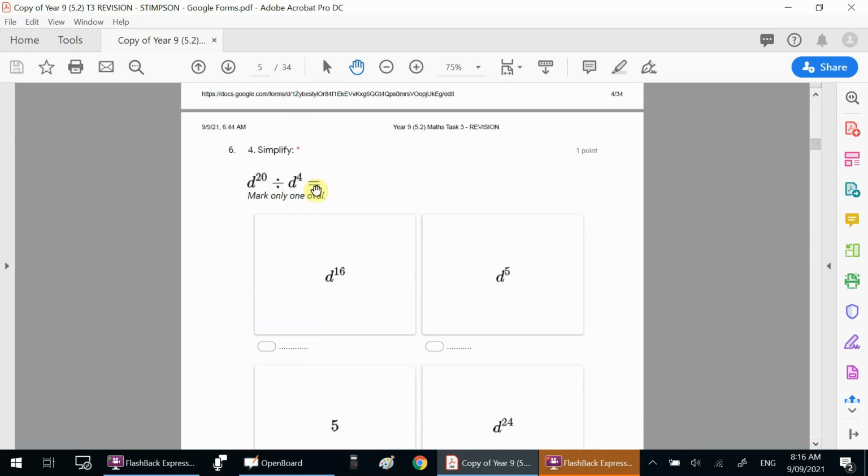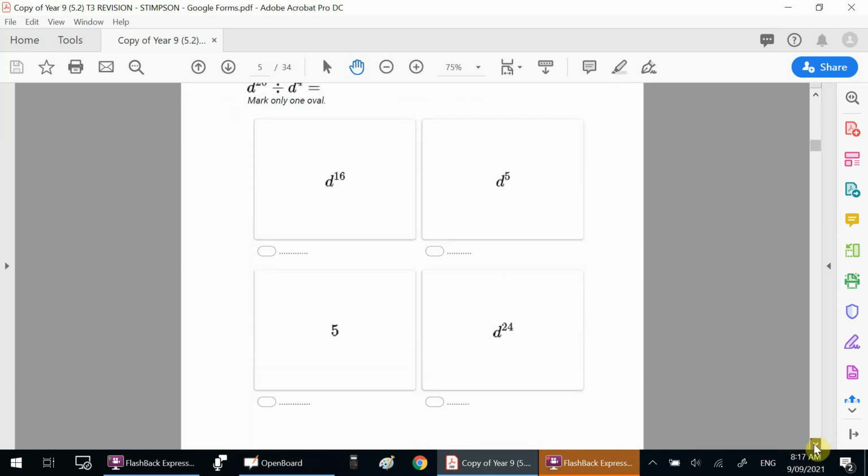This one, dividing, we subtract the powers. So d to the power of 20 divided by d to the power of 4. The base stays the same at d, and 20 minus 4, which is what you do in dividing, subtract the powers, is 16. There's the answer for that one. Next one.